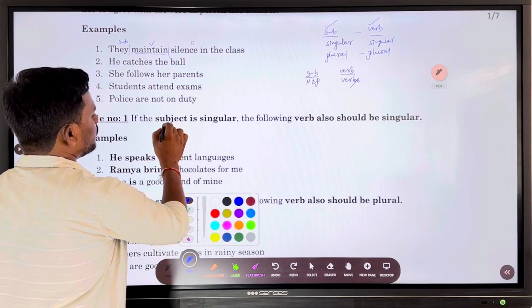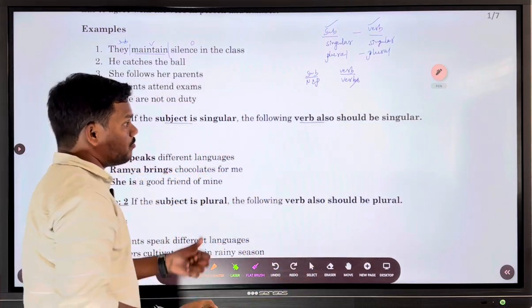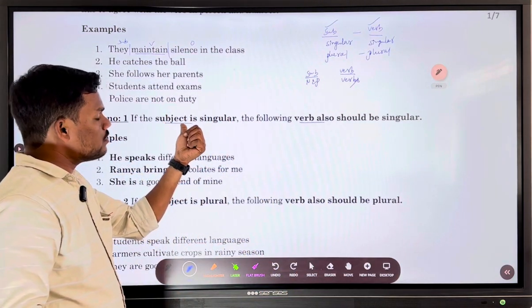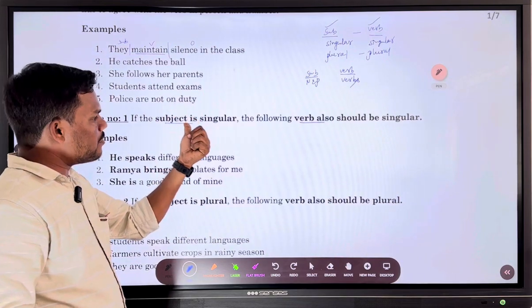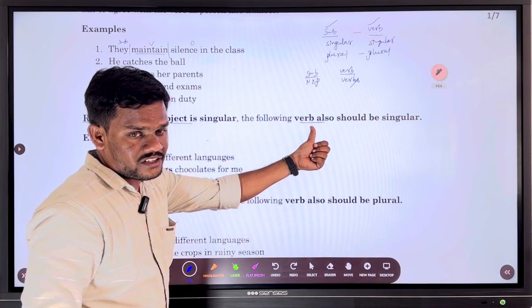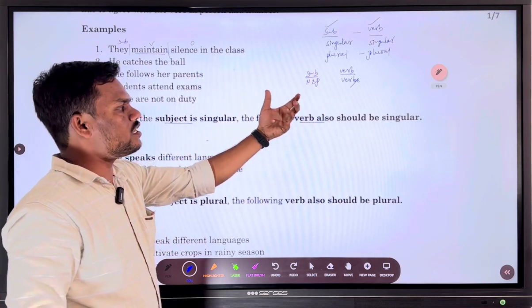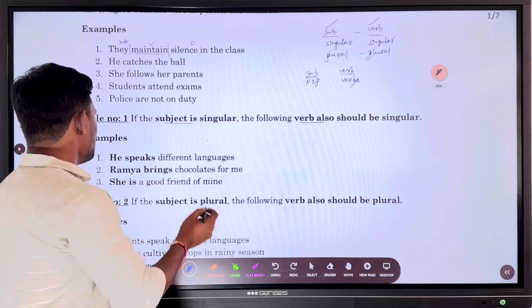In subject places, we will get nouns and pronouns. In verb place, we will get verbs. Again, keep in mind, the nouns which are added by s or es are called plurals. The verbs which are added by s or es are called singulars. Those which don't have s or es in the verb are called plurals. See, example.